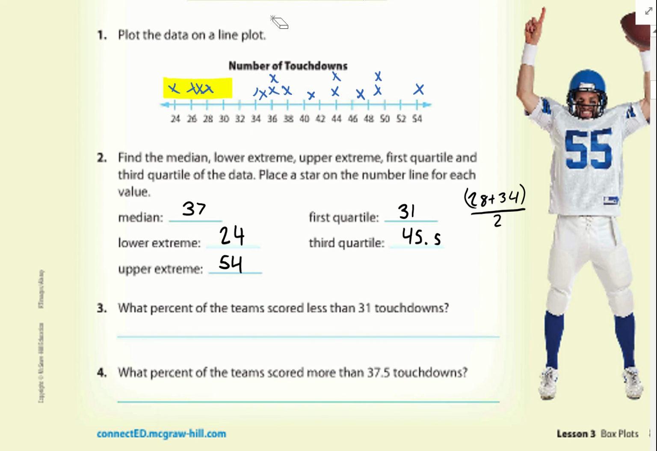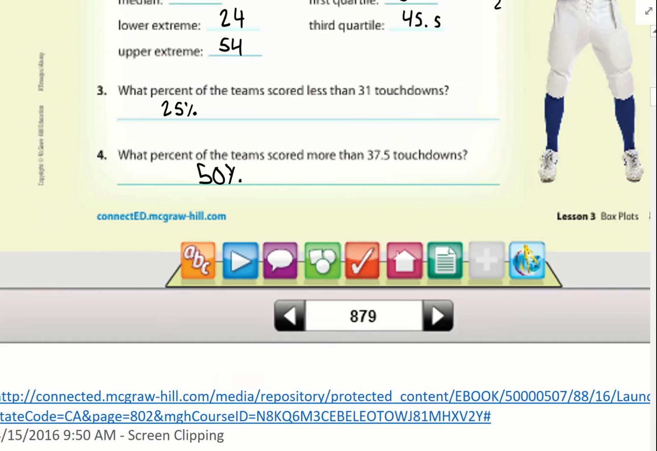So what percent of teams scored less than 31 touchdowns? That's going to be 25%, or 4 of 16. What percent of the teams scored more than 37.5 touchdowns? Well, that's my median, so half the teams scored more than 37.5. So we'll go over more of this throughout the lesson.